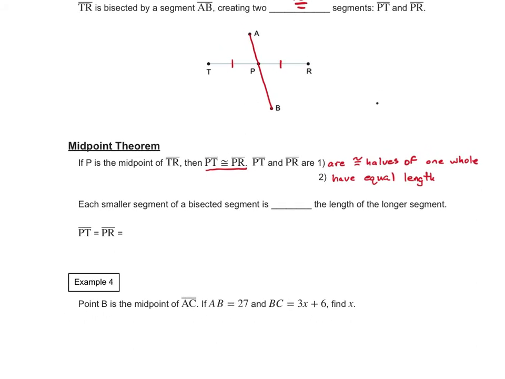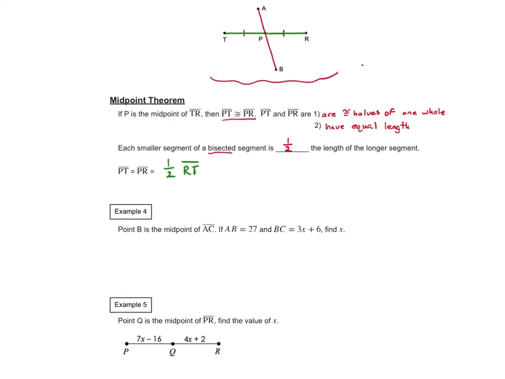Each smaller segment of a bisected segment, so when it's bisected, that means we are cutting it in half, is 1/2 the length of the longer segment. So in this example, we know that PT is equal to PR, which is equal to 1/2 of segment RT. So that's just looking mathematically at what a bisector is, what the midpoint means, and so forth and so on.